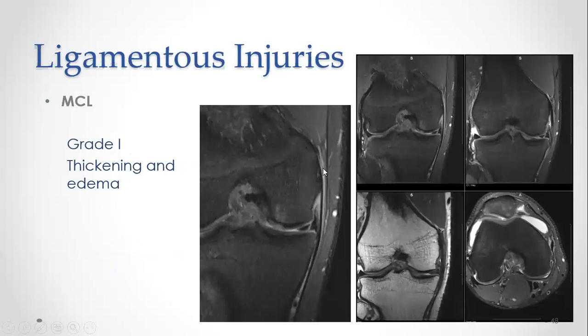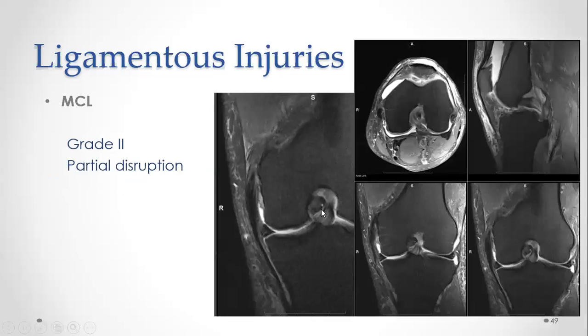This is grade 1 MCL sprain injury. What we see here, although the ligament remains hypointense, linear and homogeneous, is periligamentous edema. And you can see it even on the axial PDFS. This is in keeping with grade 1 MCL injury, and there is no disruption of the ligament here.